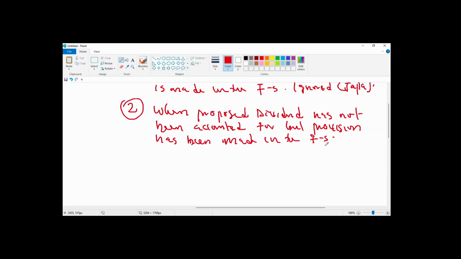So what do you do in this regard? Go to the financial statement. He has made provision. I will now take the parent portion of proposed dividend in the subsidiary.